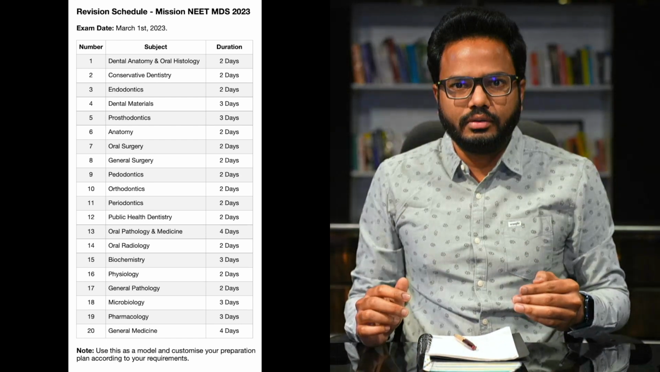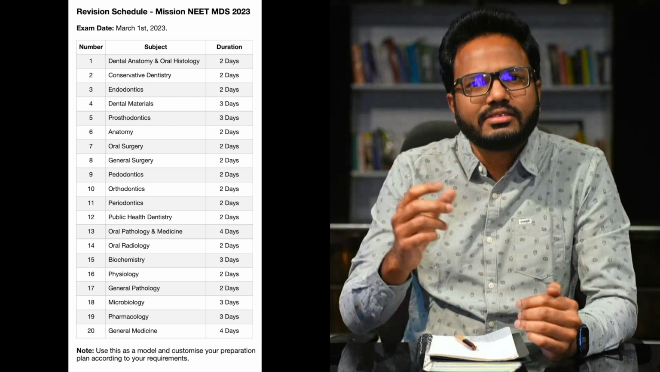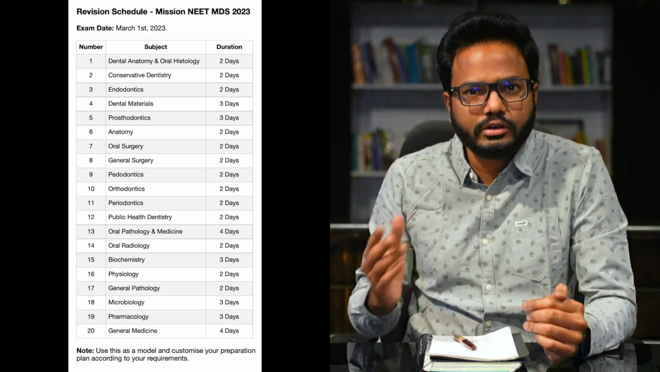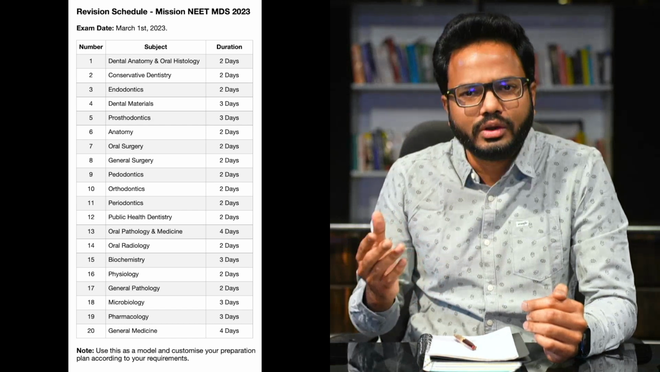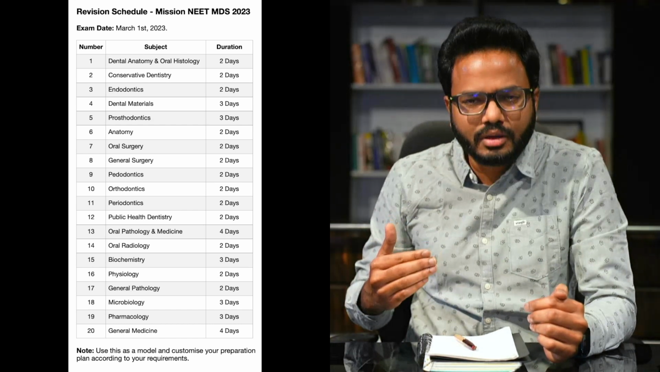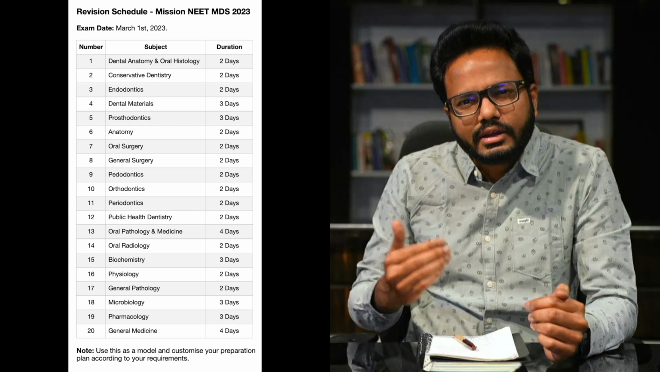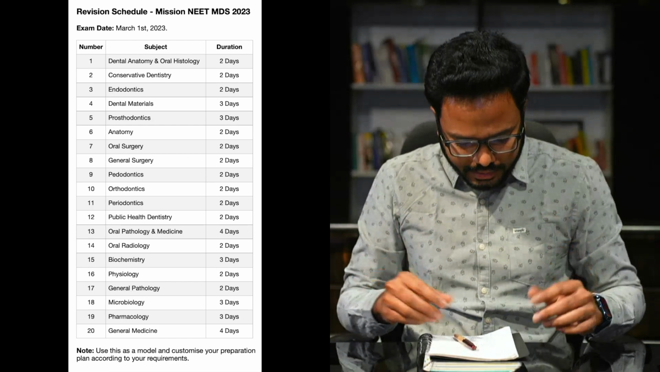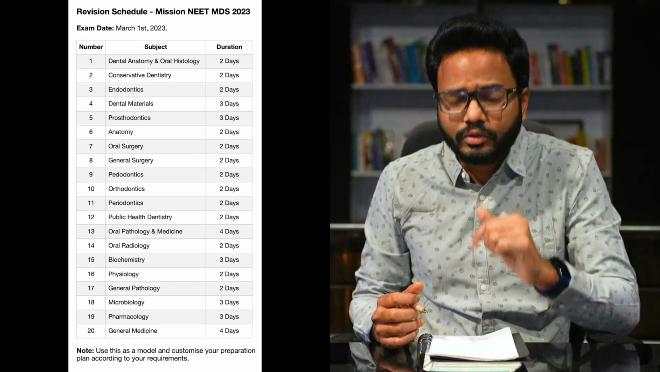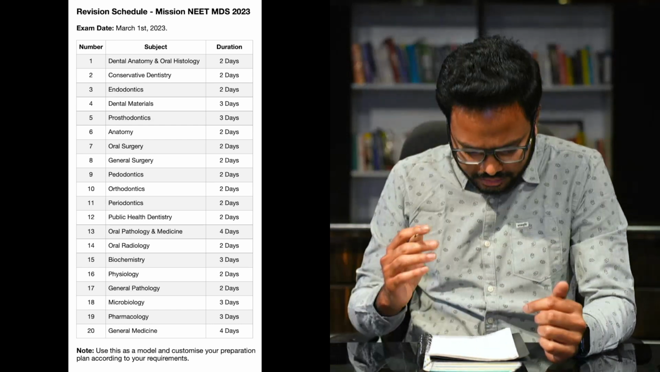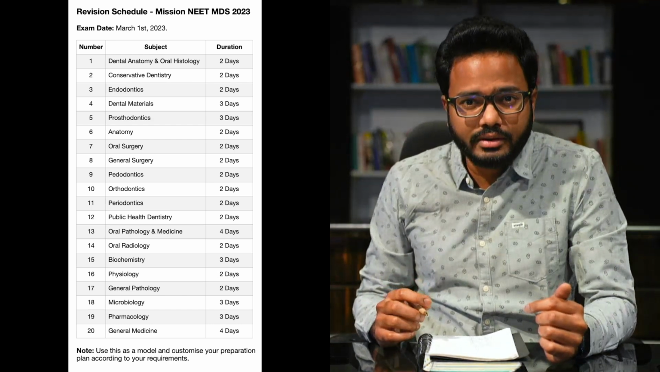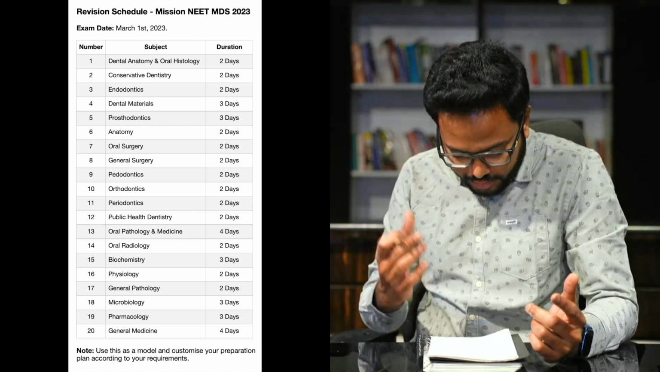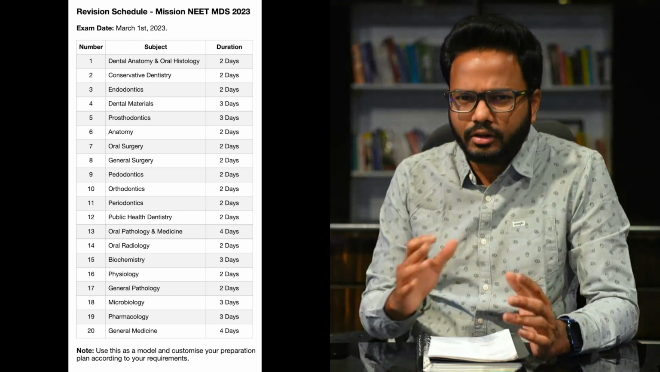If you observe the schedule, we have clearly divided some X number of days for all the subjects. If you take dental anatomy and oral histology, we have allotted 2 days. Or if you take conservative, 2 days, endodontics, 2 days. Likewise, for various subjects, we have slightly altered the number of days that you need to allot, depending upon the complexity and vastness of that particular subject. If you take dental materials, we have allotted 3 days. For prosthodontics, 3 days. For oral path and oral medicine, 4 days. And for biochemistry, 3 days. Microbiology 3 days, pharmacology 3 days, and general medicine around 4 days.